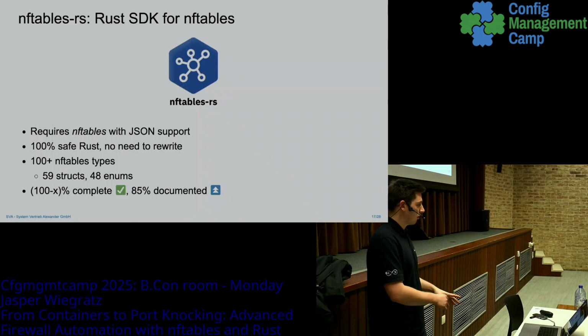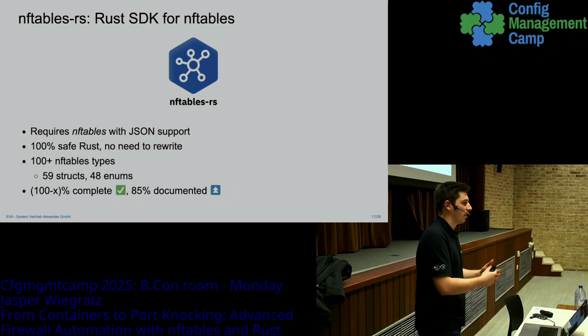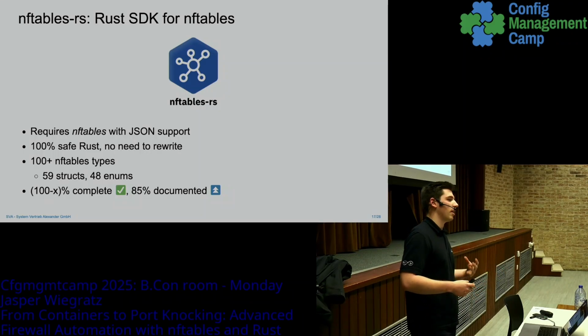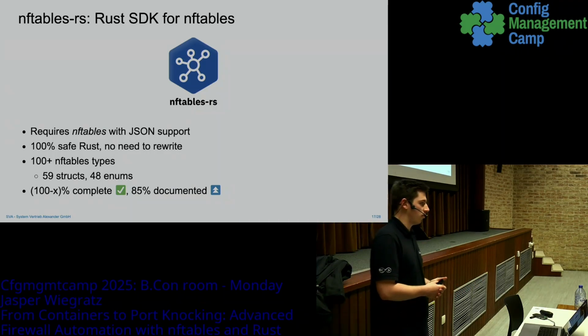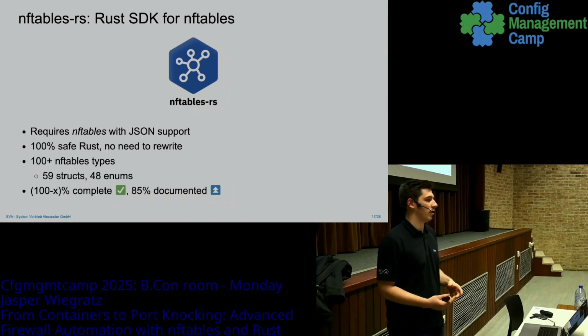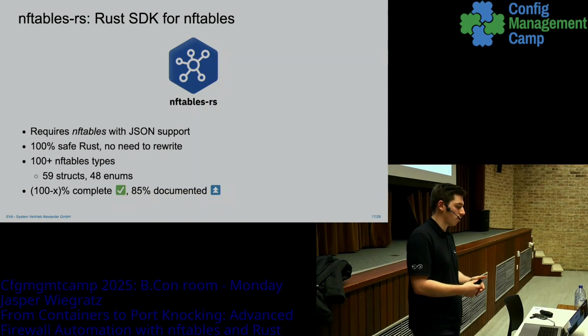So out of that grew this project, nftables-rs. Of course, it does require nftables to do something. So basically, you use nftables-rs to model a firewall rule set. It will then generate JSON and apply that to your nftables system. So the benefit here is it's 100% written in Rust, in safe Rust, so I'm not going to unsafe mode.